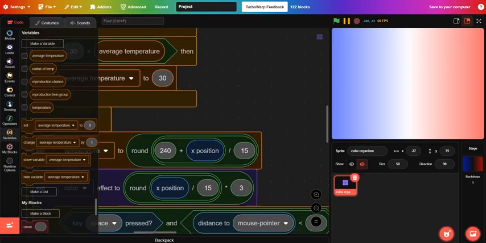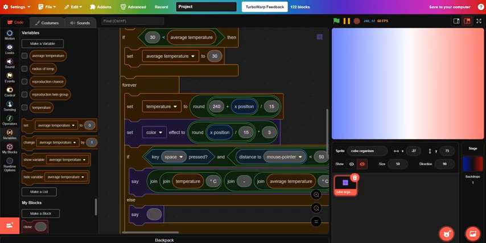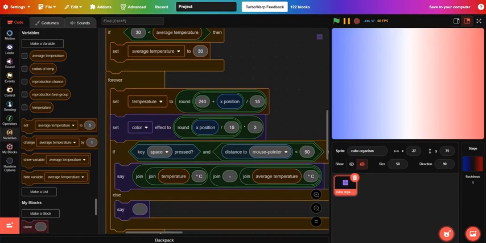It does this by a simple equation. It does round 24 plus x position divided by 15, so it makes a stable value, and by adding 240, this makes it easier to do stuff. So then the right side won't be just 15, and the other side negative 15. Tweaking it up by 240 makes it from 0 to 30 instead of negative 15 to 15.